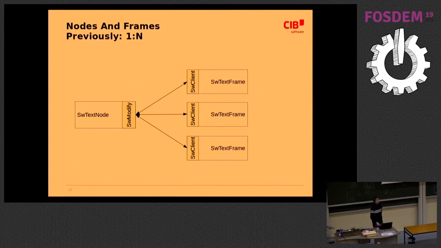And the other invariant is that previously we had a one-to-n mapping between nodes and frames. So one text node could have multiple frames. For example, if your paragraph is so large that it's split across multiple pages, it will have one text frame per page. And there's this listener mechanism, SwModify and SwClient, that is used all over Writer, and it's also used here. This mechanism has the limitation that an SwClient can only listen at one SwModify.